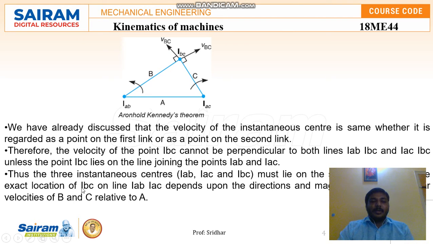The location of IBC and the line of IAB and IAC mainly depends upon the directions and magnitudes of the angular velocities: the angular velocity of B, of C and of A. So all of this depends upon the directions and magnitudes of the velocities of instantaneous center AB, instantaneous center AC and instantaneous center BC.